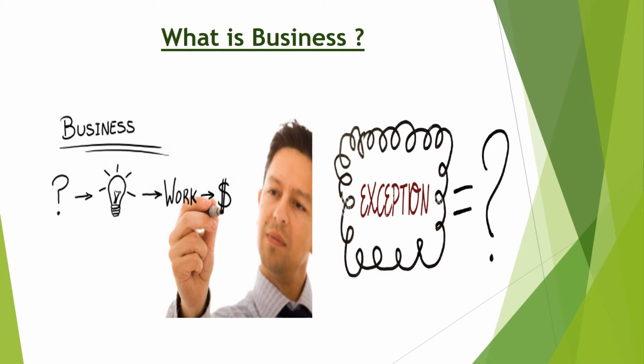So what are the exceptions to business? Any activity relating to production of goods and services, or any service given to society, which is illegal in nature and prohibited by the government, cannot be considered as business. So for considering the activities as business, they should be legal in nature.